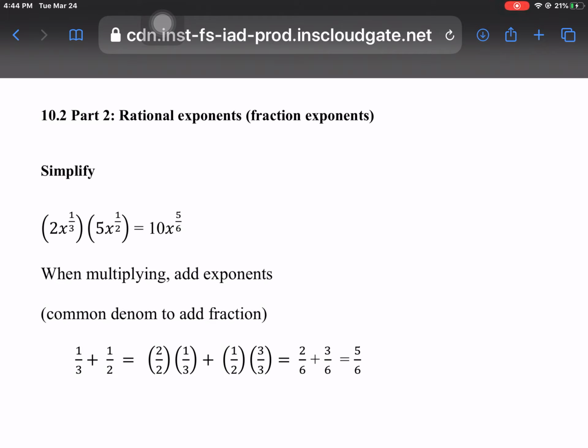Okay, we add exponents when we're multiplying. Those parentheses mean to multiply. When you have fractions, you've got to get a common denominator.